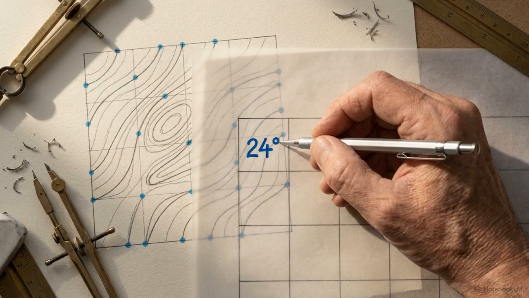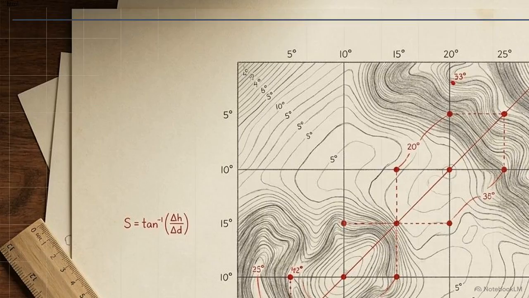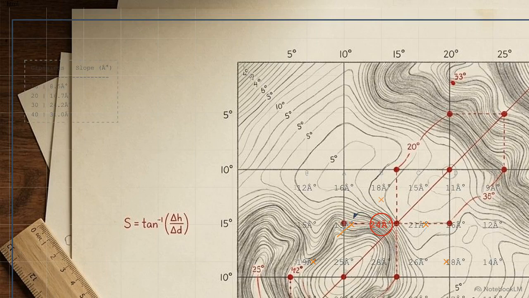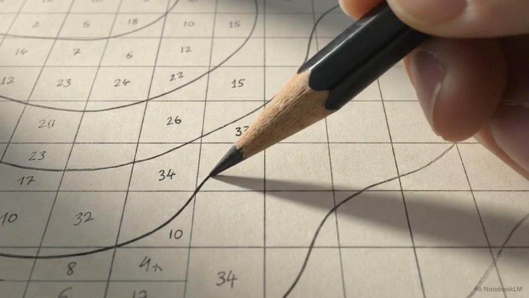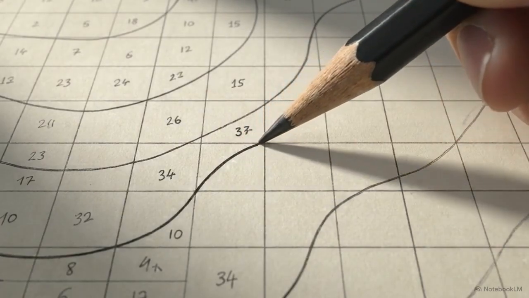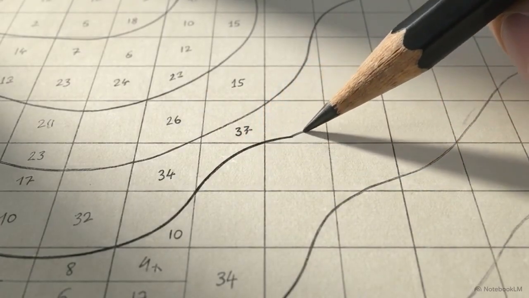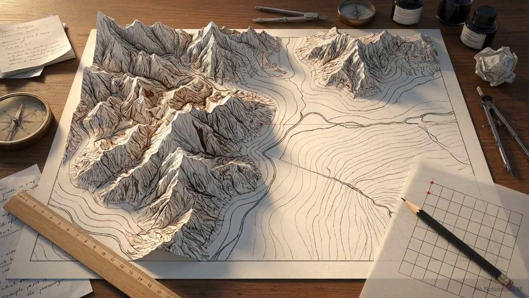Now transfer that calculated value back onto your tracing paper. Place the degree value in the absolute center of its corresponding grid square. With the grid populated, we draw isopleths, lines that connect points of equal value. Sketch smooth, curving lines between these plotted center points to clearly separate zones of gentle terrain from steep hillsides. These lines represent geomorphological behavior, showing exactly where gravity has the most influence over the landscape.